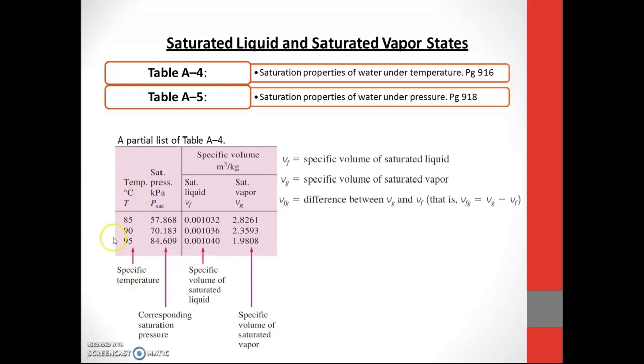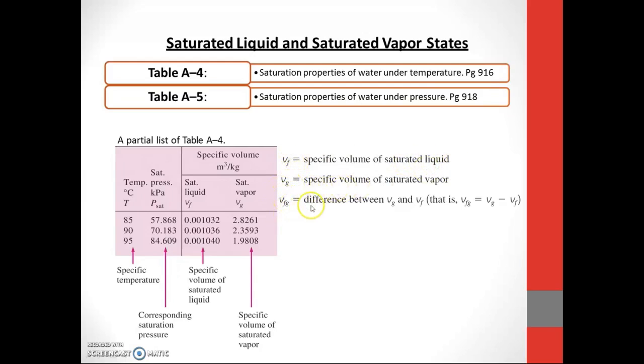So this is what we call the specific temperature. This is the corresponding saturation pressure. This is the specific volume of saturated liquid, and the specific volume of saturated vapor. This is a symbol that we are going to use a lot during all the modules going forward. So specific volume of saturated liquid is Vf, this is Vg.